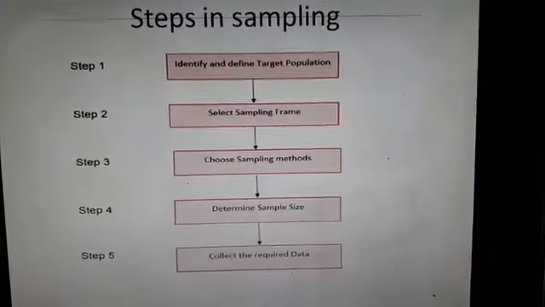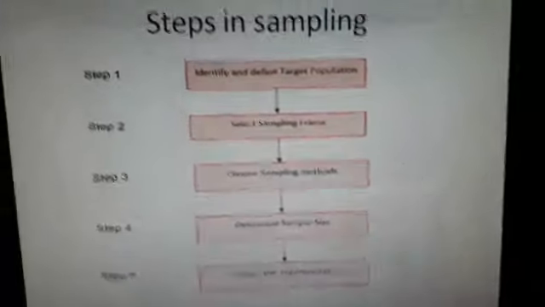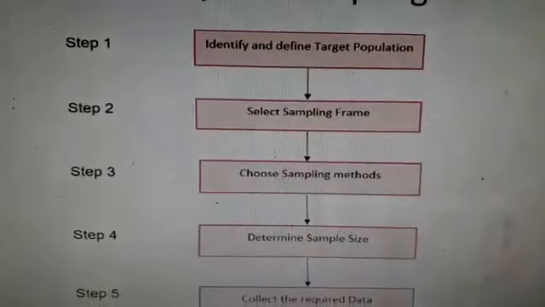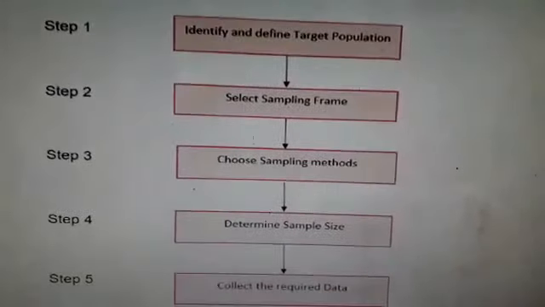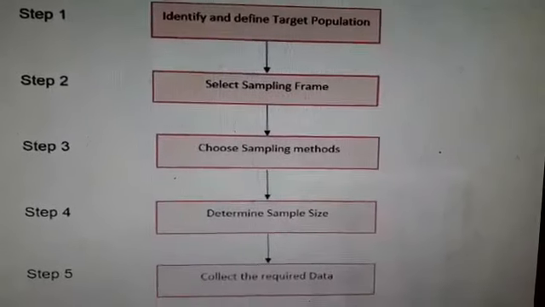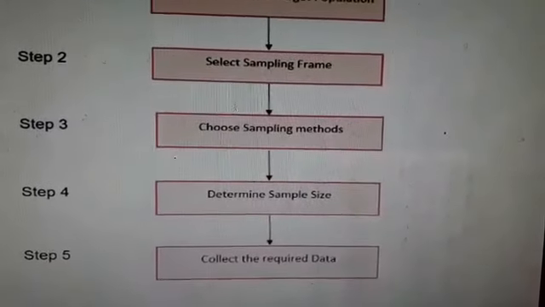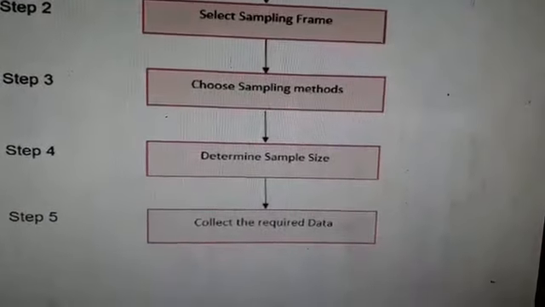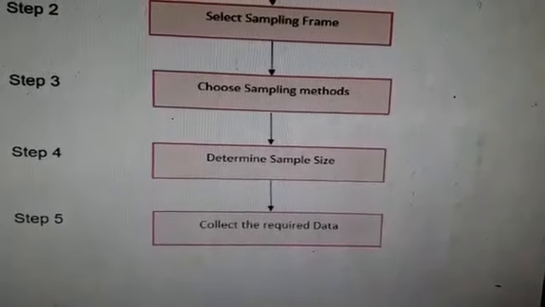When we go for sampling, there are different steps. First, we identify and define the target population. Second, we select the sampling frame. Third, we choose the sampling method. Fourth, we determine the sample size. And fifth, we decide how to collect the required data.